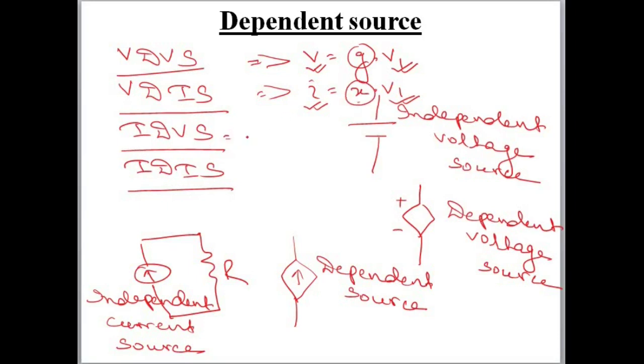Here it is a current dependent voltage source. In this, your voltage will be dependent on some current. Your voltage source V is dependent on current I1 multiplied by H. H will be your constant. Now it is a current dependent current source. It means your current I is dependent on I1, and you have to multiply it by Y, any constant Y.